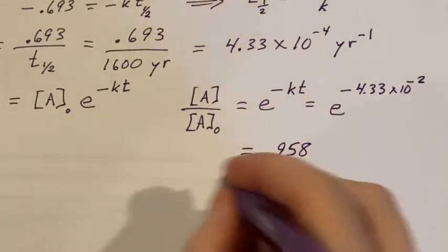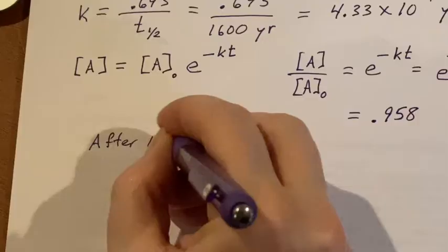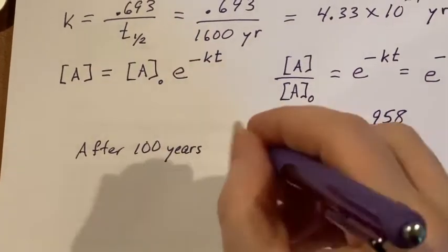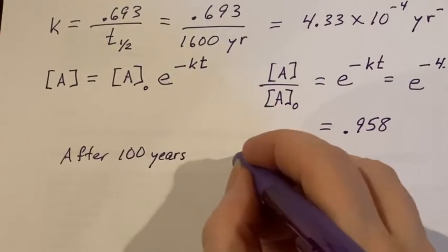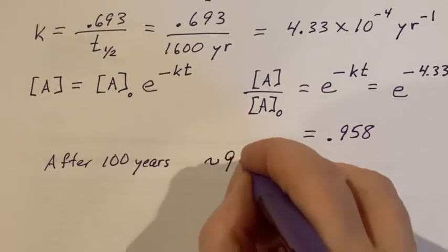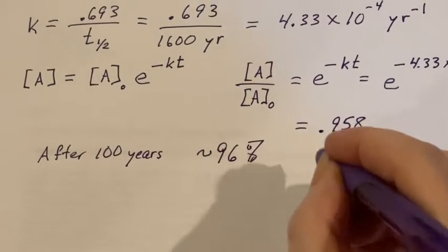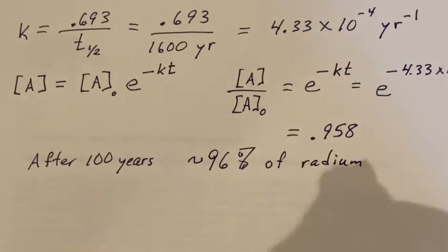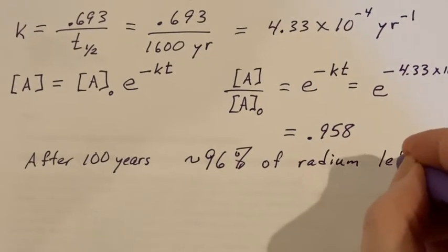0.958. So after 100 years, you would think, wow, that's a long time for a watch. Maybe it wouldn't be any good. Maybe the dial wouldn't glow anymore. But guess what? Almost 96% of the radium is still left. So you're not really going to notice any diminishment in how much it glows.